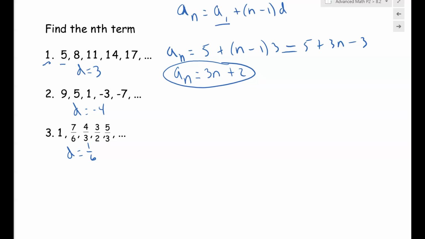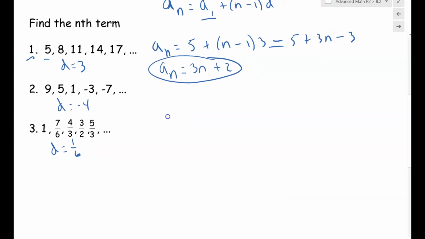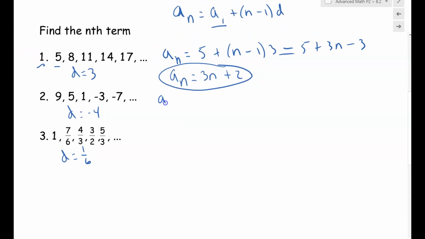So number 2, same thing. Okay, so I'm going to say a sub n is the first term. Well, that's 9 in this case, plus n minus 1 times -4. Okay, now we want to distribute. So what do we get there? We get 9, and we'll say minus 4n plus 4. So a sub n is -4n plus 13. Okay, and so that's my answer there.